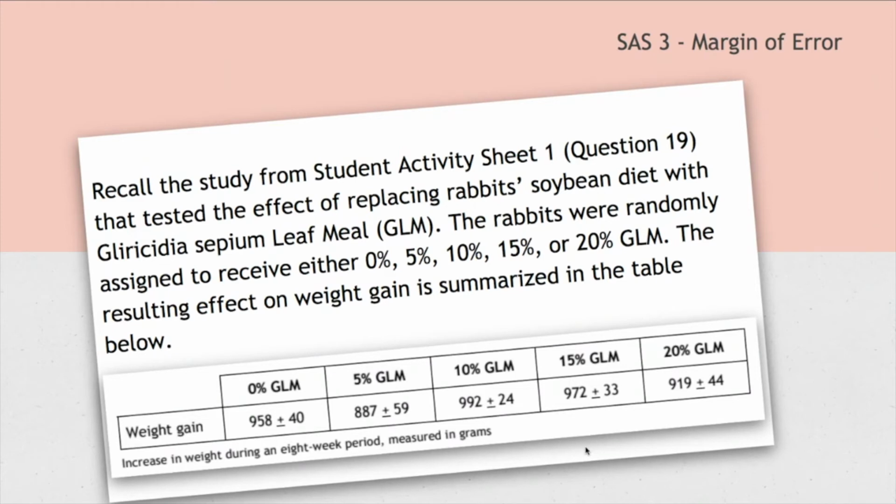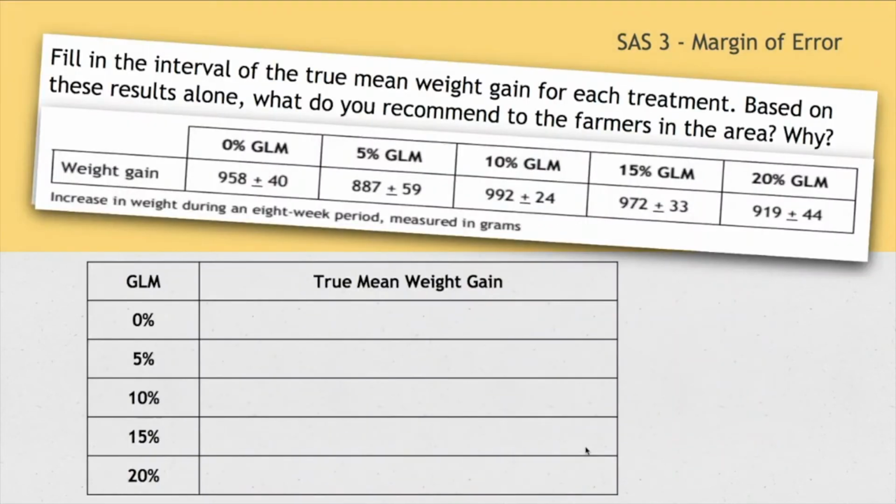So weight gain for 0% is 958 plus or minus 40, 5% GLM is 887 plus or minus 59, and so on. And this is the increase in weight during an 8-week period measured in grams. So fill in the interval of the true mean weight gain for each treatment. And based on these results alone, what do you recommend to the farmers in the area and why?